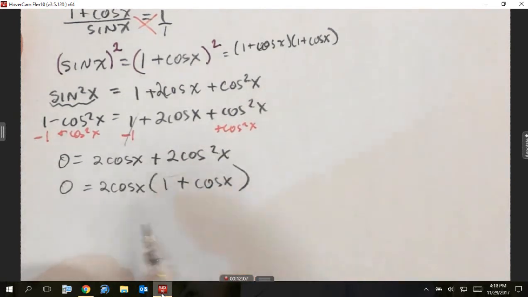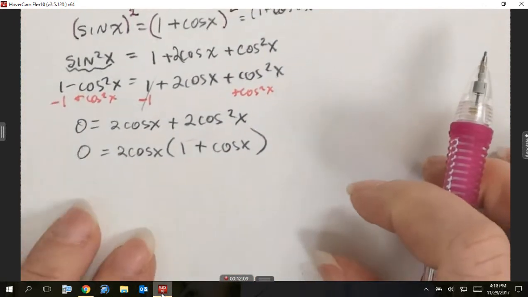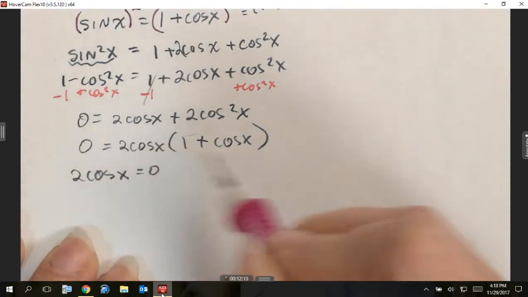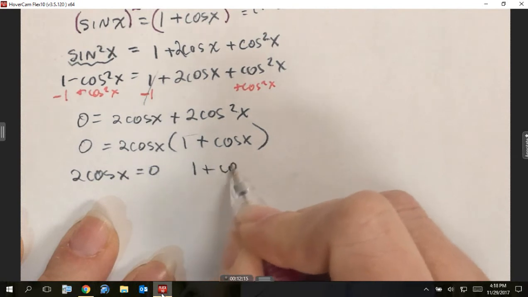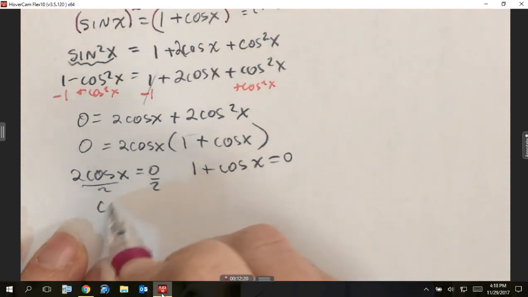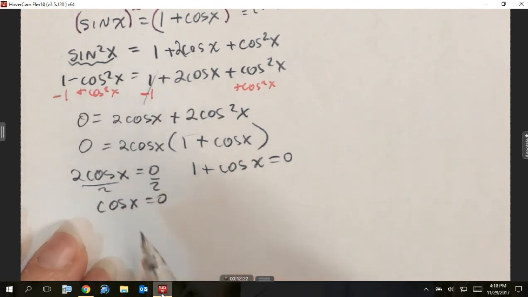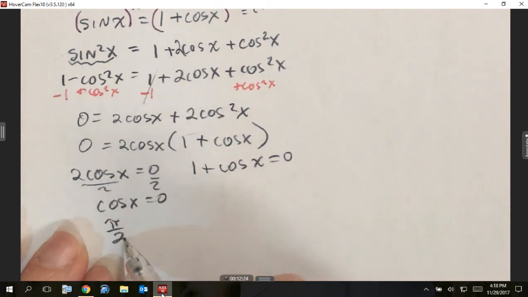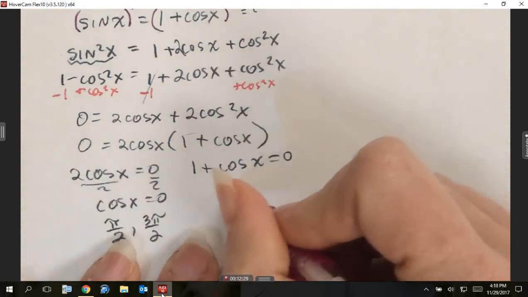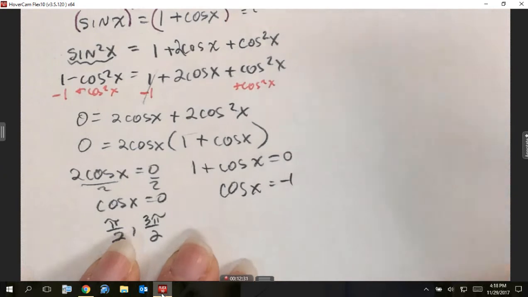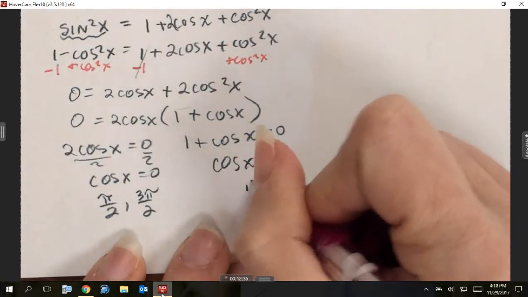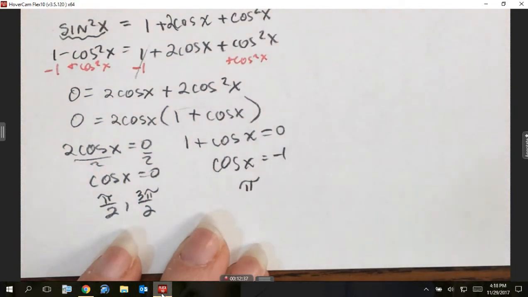And now I have it factored, so I'm going to set each factor equal to 0. And I'm going to divide this side by 2, and we get cosine x is 0. Well, that happens at pi over 2 and at 3 pi over 2. Over here, cosine x equals negative 1. That happens at pi. Excellent. I have 3 answers.